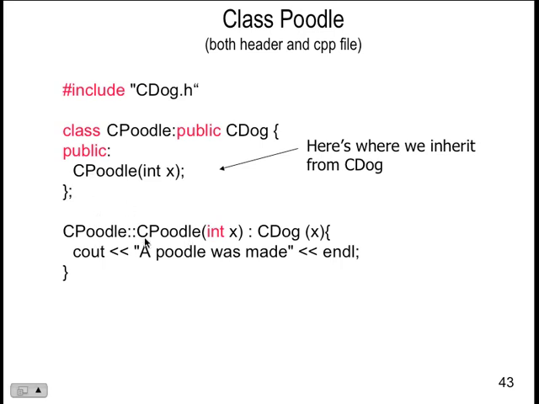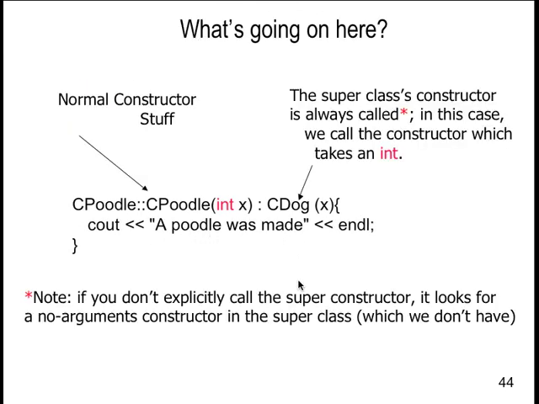And so now, inside of CPoodle, we can write the method for CPoodle, the constructor that's also going to overwrite the CDog one. That's going to say a poodle was made instead of a dog. So what's going on in here? Let's take a look at this a little bit more in detail.